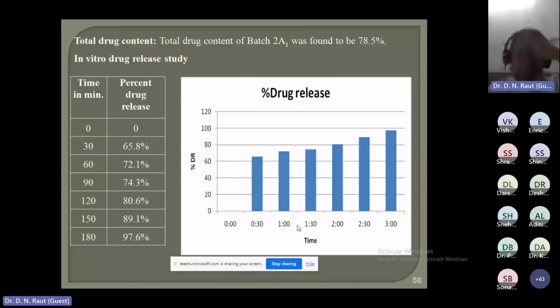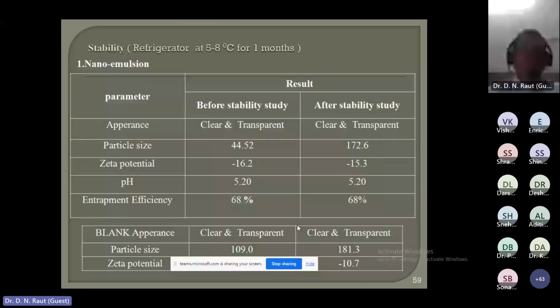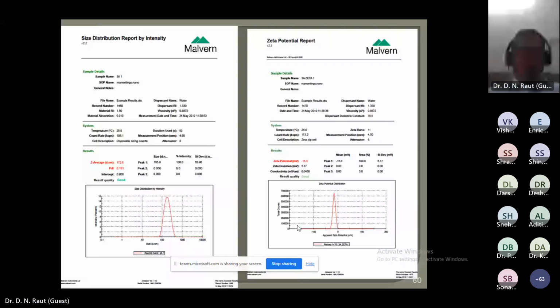And drug release was also monitored, and stability studies were also carried out for this. The first table is for nano emulsions, and a later table is given for blank formulations. Here we got a clear, transparent appearance of the formulations, with a very small particle size of 44 nanometers with -16 zeta potential. And after stability, the particle size increased to 172, but the entrapment efficiency remained the same.